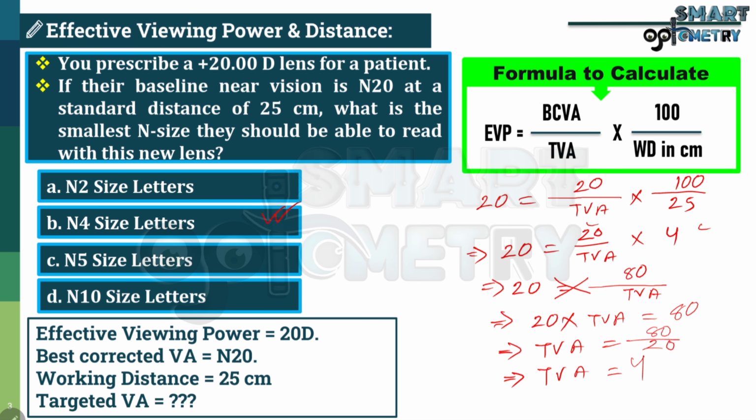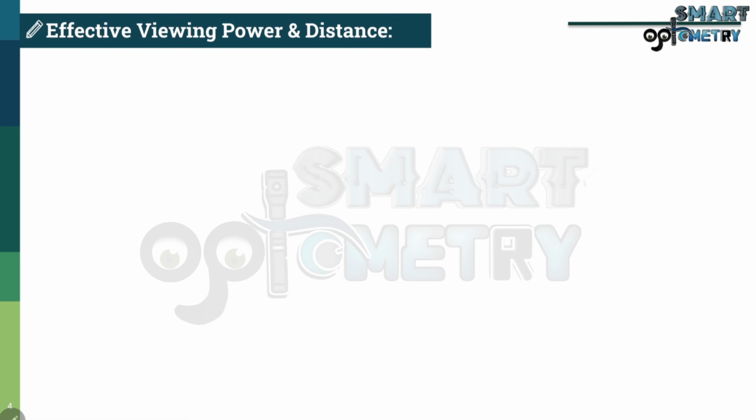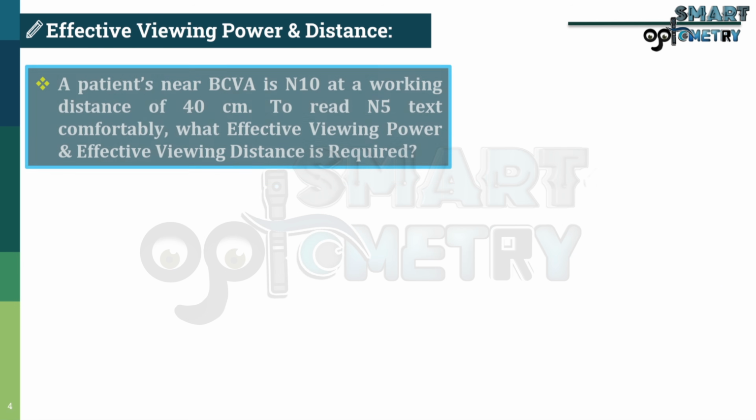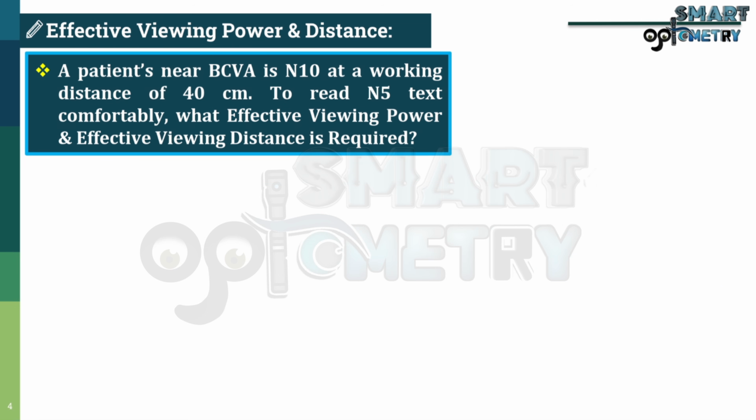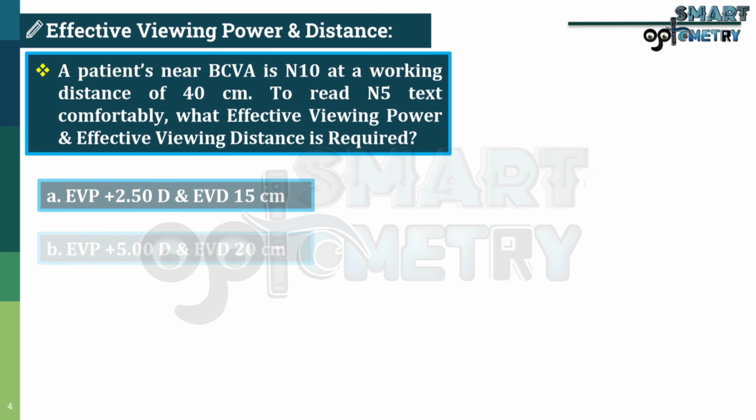Now let's see another example. Here we discussed how to calculate effective viewing power. Now let's see an example where we need to identify effective viewing power as well as effective viewing distance. Here is a question. A patient's near best corrected visual acuity is N10 at a working distance of 40 cm. To read N5 text comfortably, what effective viewing power and effective viewing distance is required? Here are the options.